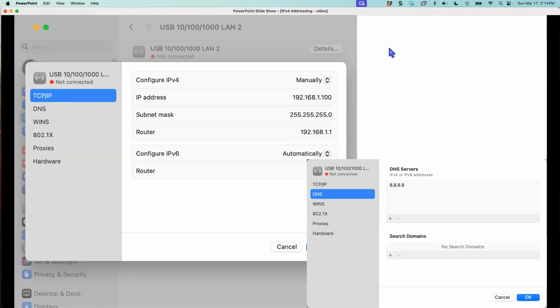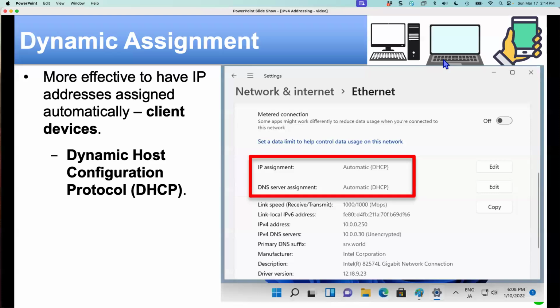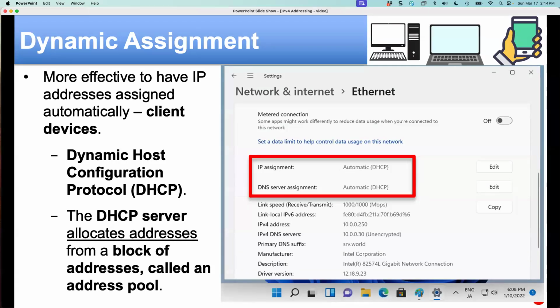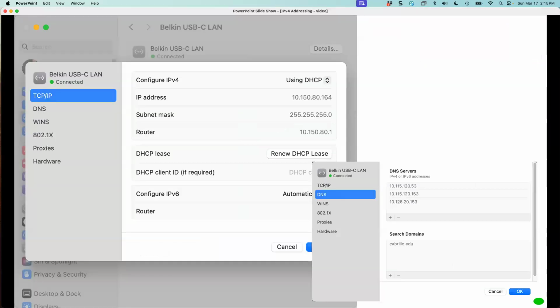All right, dynamic assignment. So Windows showing DHCP. This is what we typically use for all of our client devices. It's going to receive an address from a block of addresses called an address pool. Your router at home actually acts as a DHCP server and gives you a unique IPv4 address on your network. This is showing it from my Mac OS using DHCP. We can see that right up there.